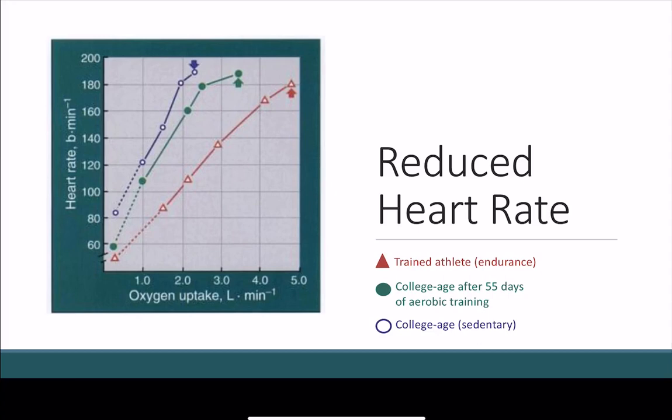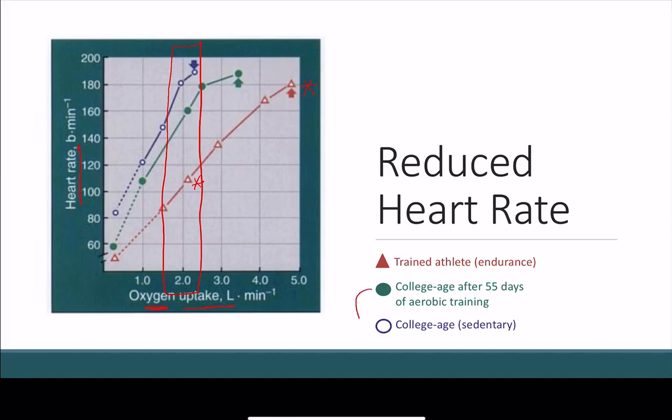This graph on the slide here is a really interesting one. The orange is our trained endurance athletes. Let's just zoom in on one exercise intensity. Oxygen uptake on the X axis is synonymous with exercise intensity, because as you increase exercise intensity, you increase oxygen uptake. So let's zoom in on about 2 liters per minute. And on the Y axis, we're looking at heart rate. The trained endurance athlete, at this middle range exercise intensity, has a much lower heart rate than the other two groups in this study.